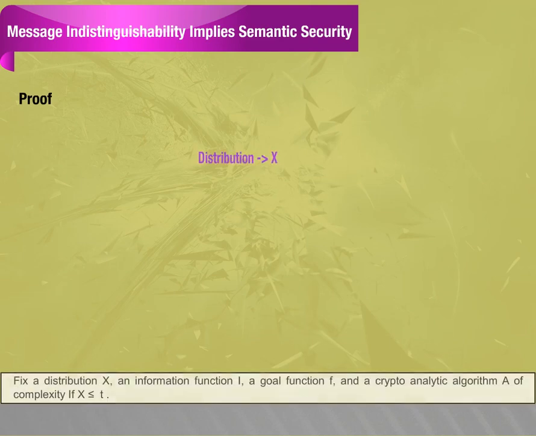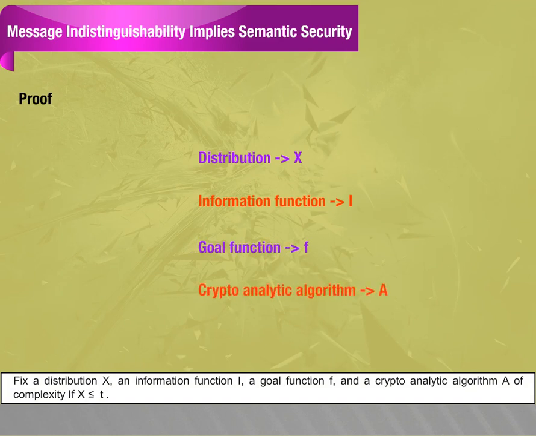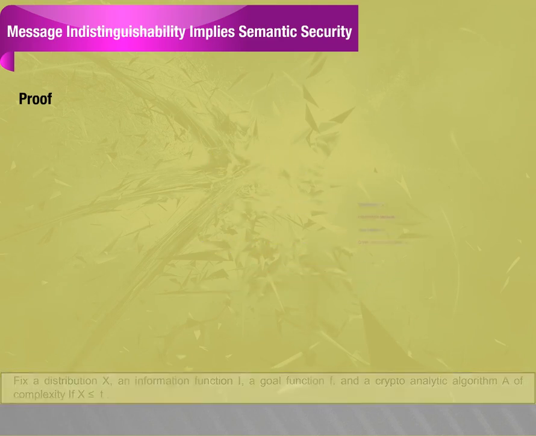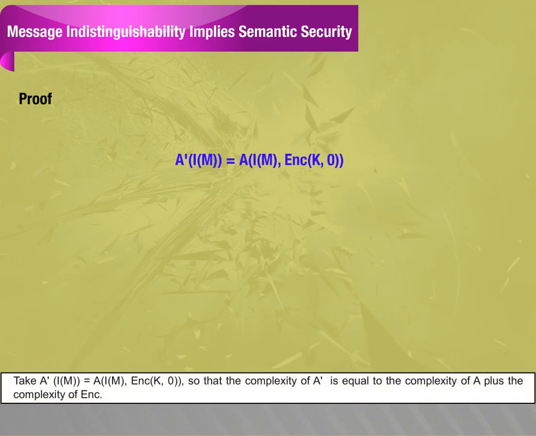Proof: fix a distribution X, an information function L, a goal function F, and a cryptanalytic algorithm A of complexity LF times X less than or equal to T. Take A' of I(M) equal to A of I(M), ENC of K, 0, so that the complexity of A' is equal to the complexity of A plus the complexity of ENC.